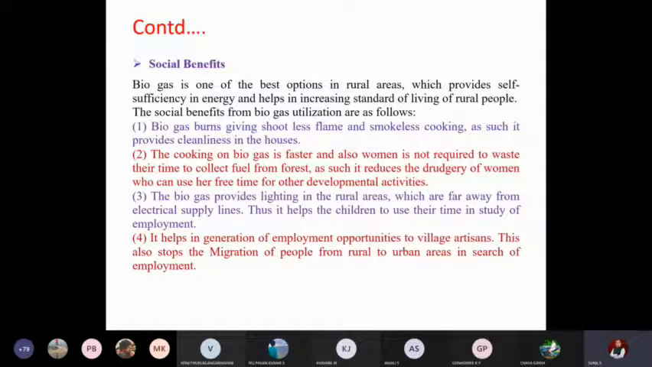Cooking on biogas is much faster. Women are not required to waste their time collecting fuel from the forest. It reduces the drudgery of women, who can use their free time for other activities. This is a general point. Biogas produces lighting in rural areas which are far away from the electrical supply lines. Thus it helps children use their time for study. It helps in generation of employment opportunities for village artisans. This also stops migration of people to urban areas.